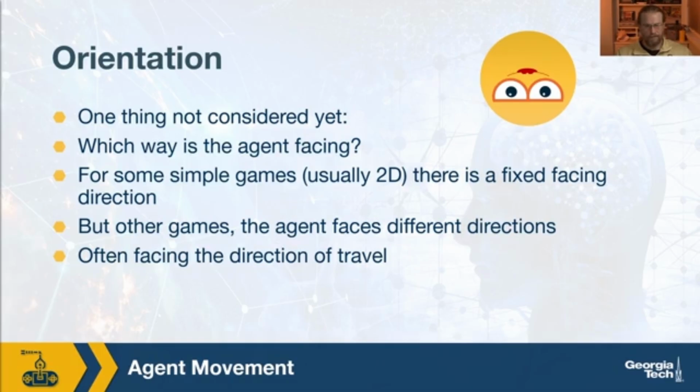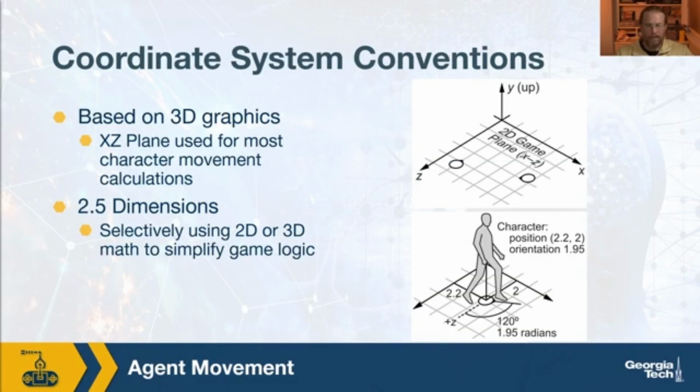So in those cases, we might want the agent to face in the different directions. But most often, this is going to be facing the direction of travel. So if the agent happens to be going up, well, we're going to rotate so that the forward direction of the agent is in line with the velocity of movement. And then, of course, left and right, we'll just rotate to match. So we're going to look at how we're going to do that. But first, let's consider some more aspects of our coordinate system.